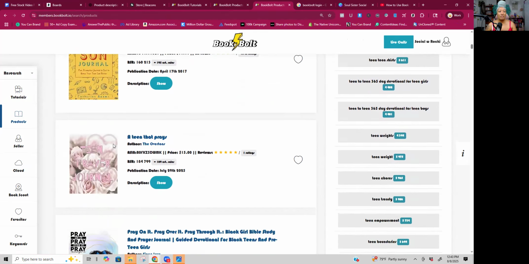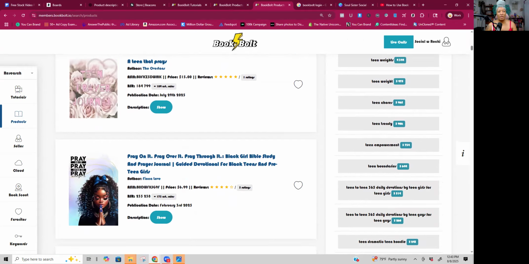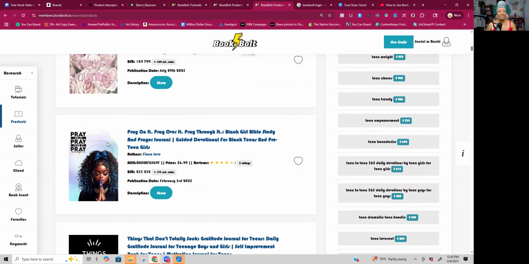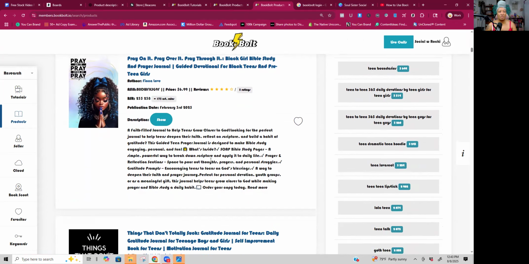So all of these are really good, but they're really dynamic and they seem like they are deep, deep, deep. Now this person used AI, so I can tell from the pictures. So, Pray on It, Pray Over It, Pray Through It. Black Girl Bible Study and Prayer Journal for teen girls. She priced it at $6.99. She has a 4 out of 5 star rating with 3 ratings, 173 sales. And so we look at the description. She has a deep description on here as well.